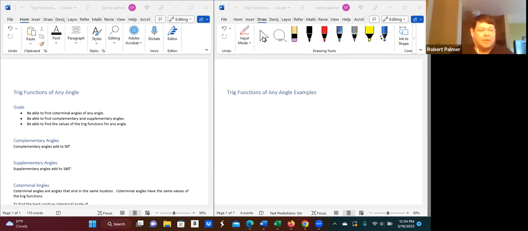Our goals will be to find coterminal angles of any angle and explain what that means. Also, be able to find complementary and supplementary angles, and also be able to find the values of the trig functions for any angle. So first, let's talk about the idea of coterminal angles.